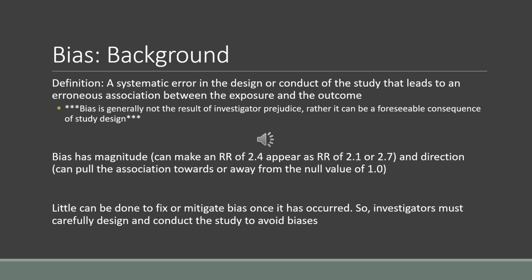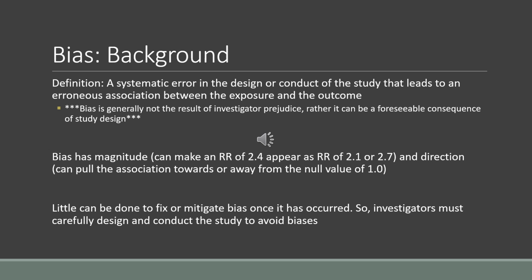Bias is generally not the result of investigator prejudice, so it's not usually intentional or malicious. Rather, it's usually a foreseeable consequence of study design and conduct. Bias has magnitude and direction.